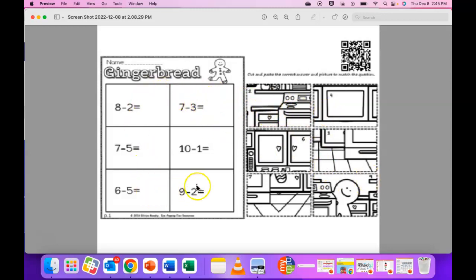So you're going to come up with a brand new picture right here after putting these pictures over here on top of the correct square of the answer that you get when you solve these number sentences.